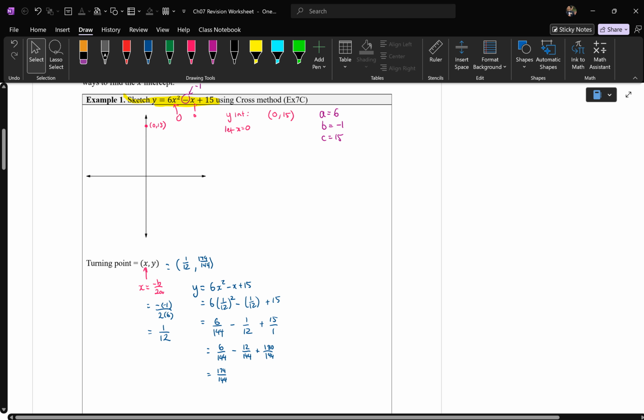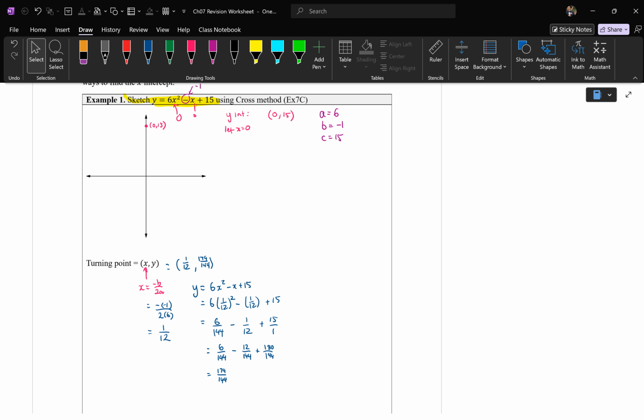I just want you to see all I've done is sub x equals 0 in the formula and found the y. So I've got 1.5 marks at the moment: 1 for turning point, 1 for y-intercept. So the hardest one has always been the x-intercept.